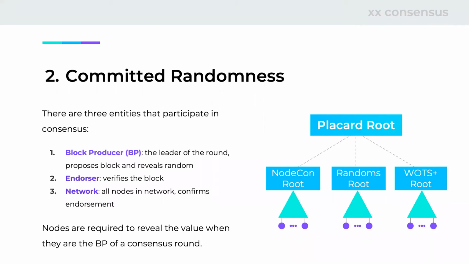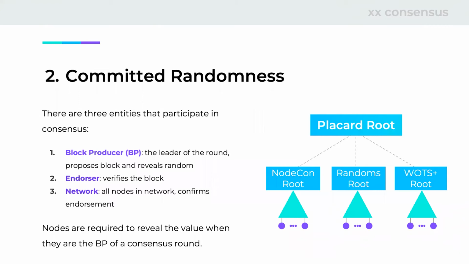The block producer is the leader of each round. They're responsible for proposing the block and revealing a secret value from that random tree, which we'll go into in a moment. The endorsers are a randomly selected set of nodes which verify the signatures in the transactions that the BP proposes. And as you might guess, this random selection uses the committed randomness approach I'm about to describe.